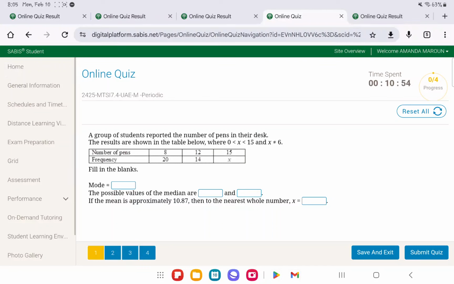So today I'll be explaining the math course practice of 7.4 IGCSE quiz. So let us start with the first question.